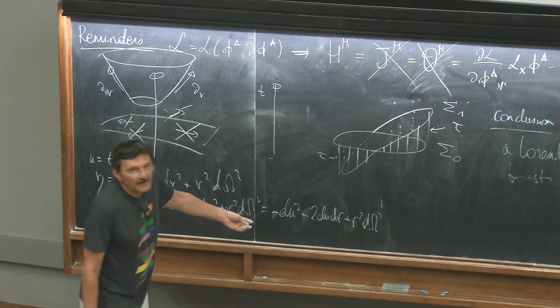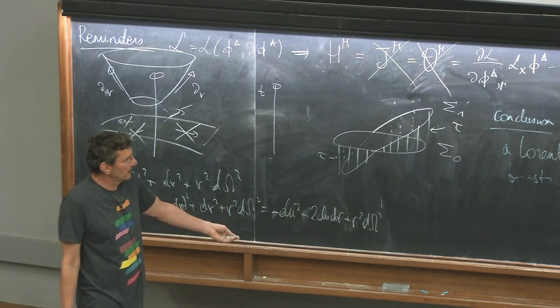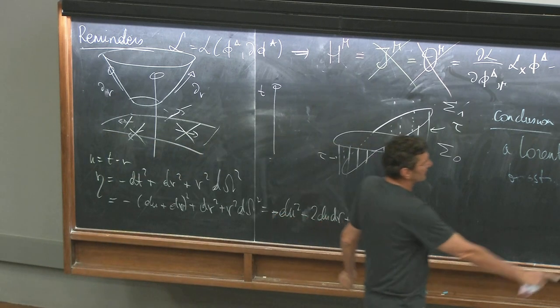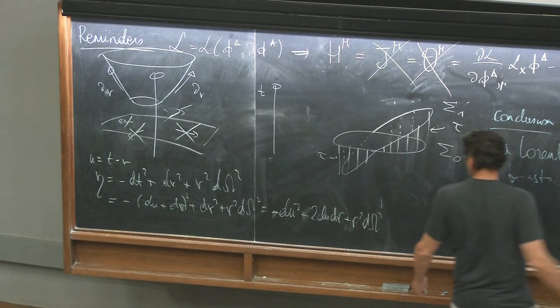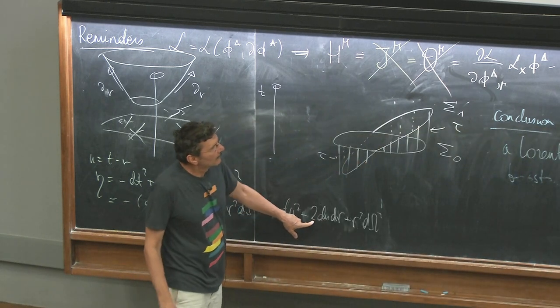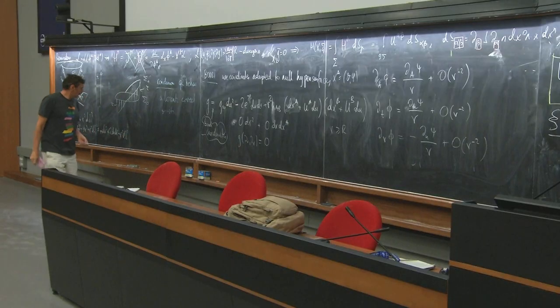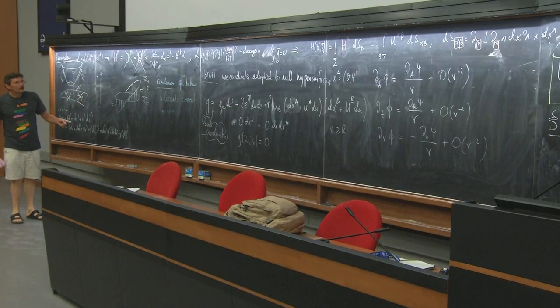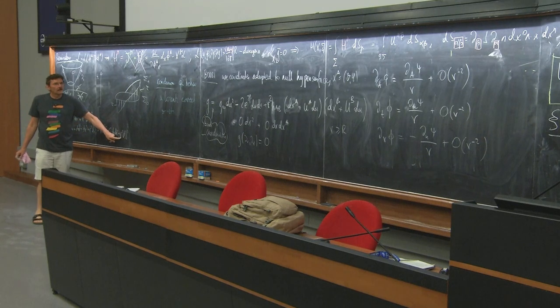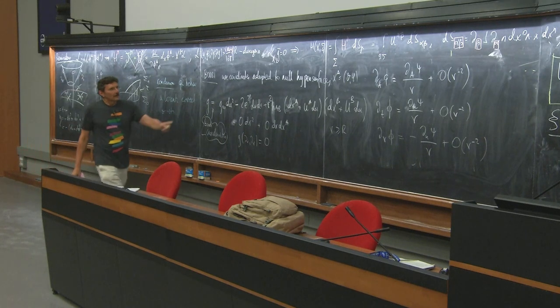So this is an example of a boundary coordinate system, right? So g00 is minus 1. Beta is 0. This metric HAB is just the round metric on the sphere. And UA is 0, right?